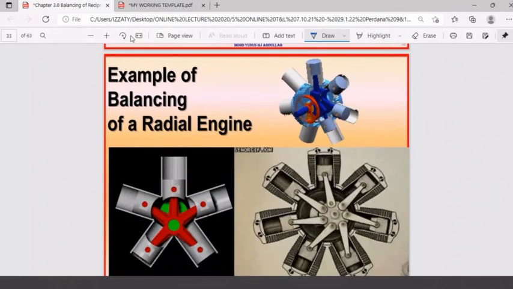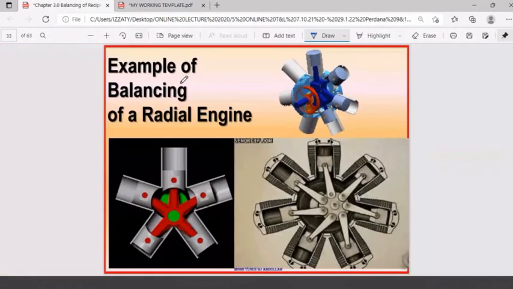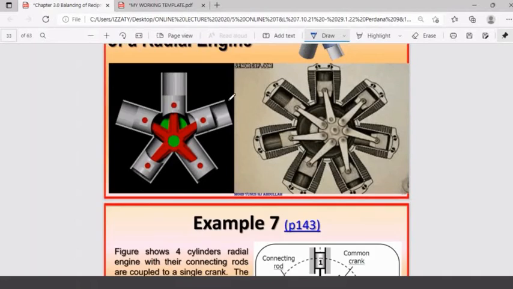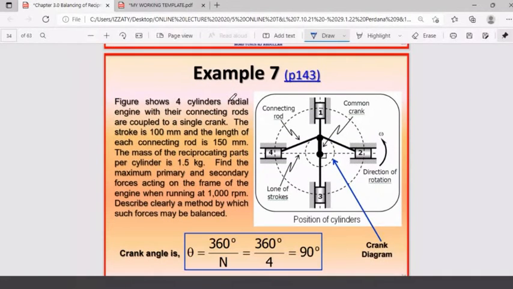Any question up to here? The next thing I am going to explain is about crank position before we move to the next one. This one I already showed you earlier. Before we do an example, I am going to share with you how we are going to balance the engines.